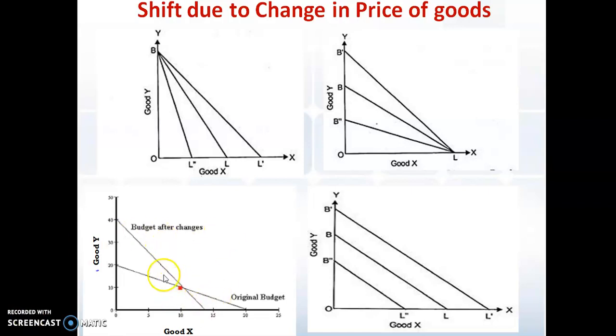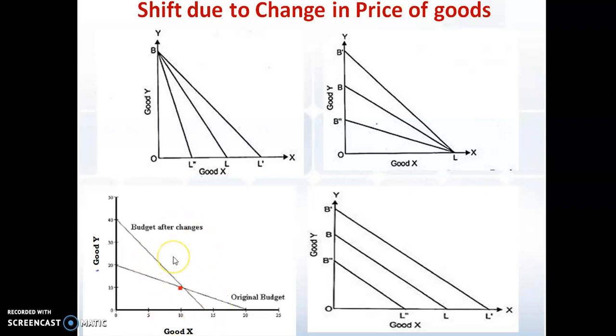Coming to the third figure, here we study the changes in the prices of good X as well as good Y. In the first two cases, we studied changes in the price of only one commodity, keeping the remaining commodity and income constant. In this case, the prices of both goods are going to change.